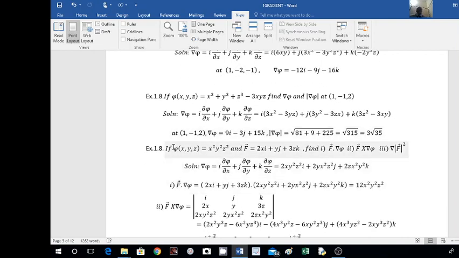Given phi of x, y, z equal to x squared y squared z squared, and f equal to 2x i plus y j plus 3z k, find: number 1, f dot del phi; number 2, f cross del phi; number 3, del of f squared. Okay. Now here, first I will find del phi. Del phi is nothing but i ∂phi/∂x plus j ∂phi/∂y plus k ∂phi/∂z.